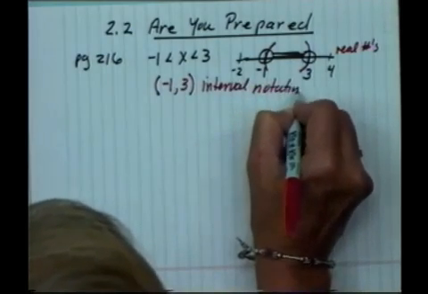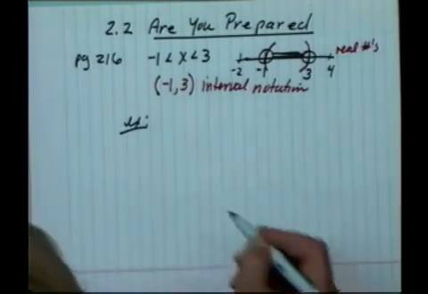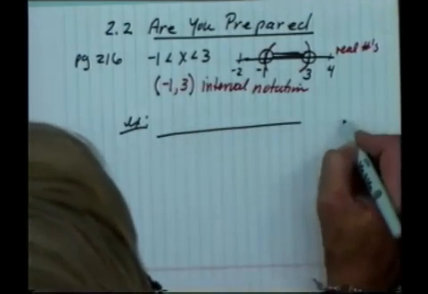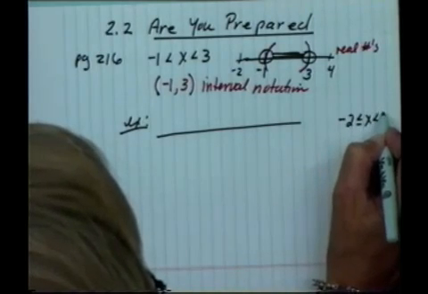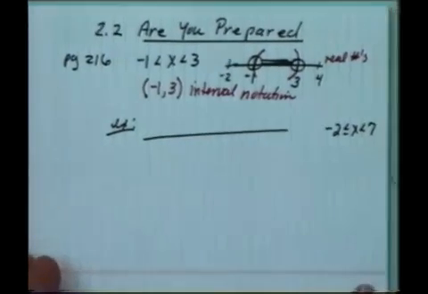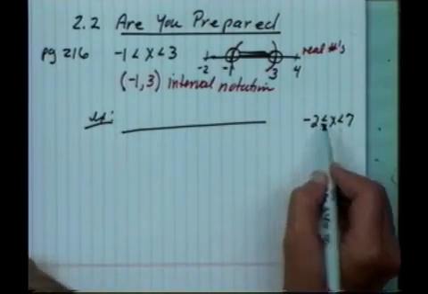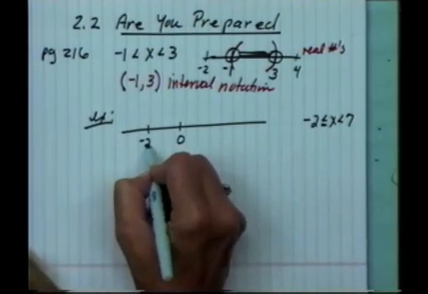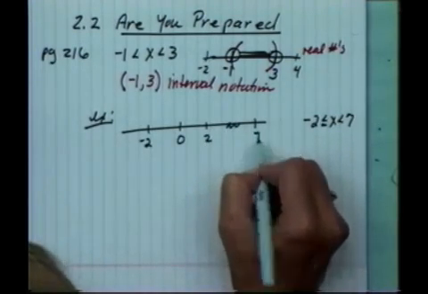Okay, suppose that, let me give you another example. Suppose that I say negative 2 is less than or equal to x less than 7. Notice I have or equal to this time. So here's my number line. There's 0. Here's negative 2, positive 2. Way over here is 7.